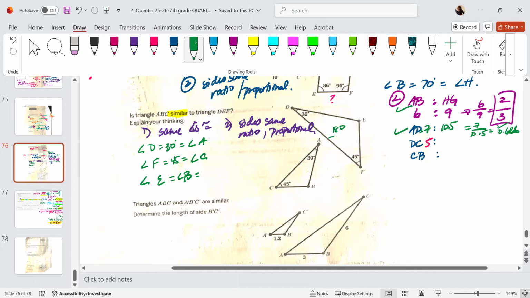Since the triangle is 180 degrees, 45 plus 30 equals 75. And 180 minus 75 is 105. So the answer is yes, it's 105 degrees. I'm too smart.